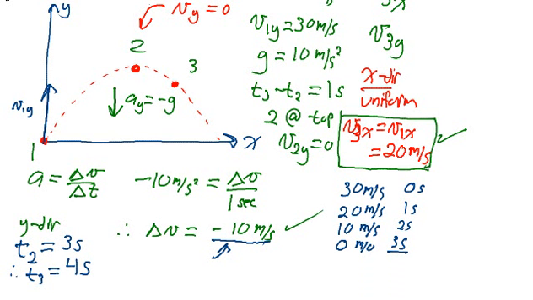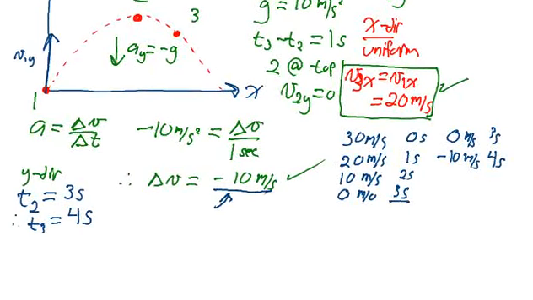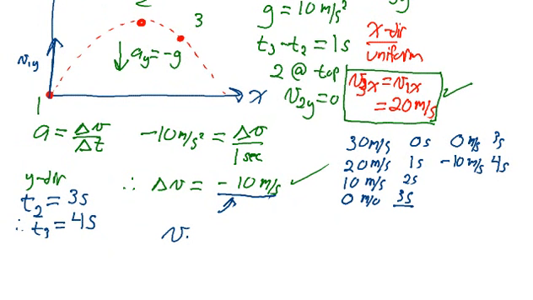And then on the way back down, we would have 0 meters per second at 3 seconds, and now the velocity would become more negative, and it would go to negative 10 meters per second at the end of the 4th second, because it would speed up, but the velocity is downwards. And so at the end of the 4th second, the value of the velocity in the y direction is going to be equal to negative 10 meters per second.